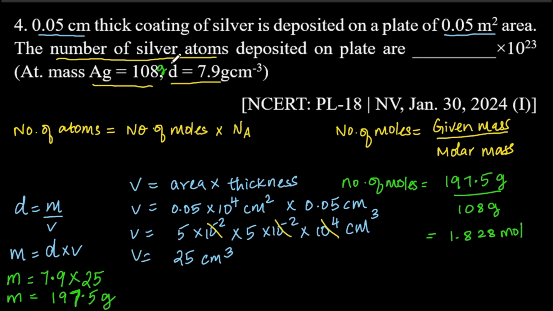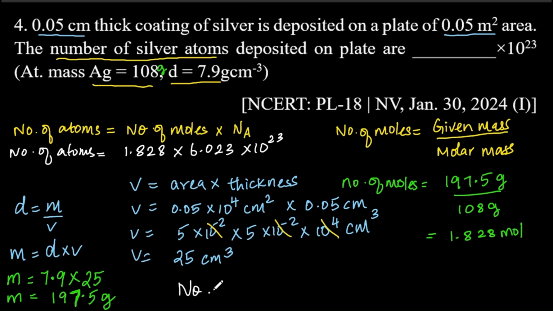Now the question is, you have to find the number of silver atom. So first itself we have mentioned that number of atoms is equal to number of moles into Avogadro number. So number of atoms equal to number of moles is 1.828 into Avogadro number is 6.023 into 10 power 23. So here you will get the answer as, I will write the answer here, number of atoms is equal to 11.008 into 10 power 23. So our answer is 11.008 into 10 power 23.